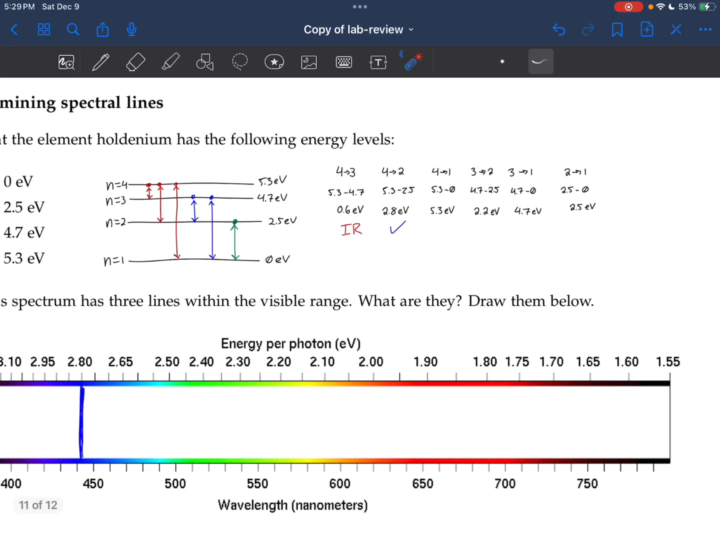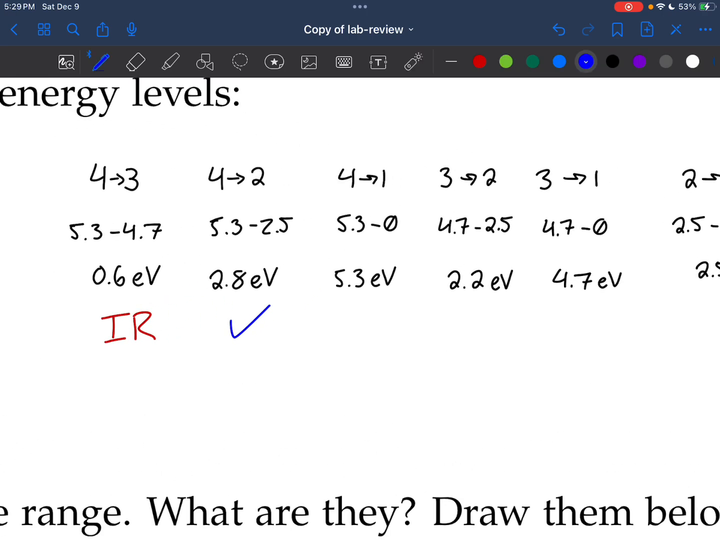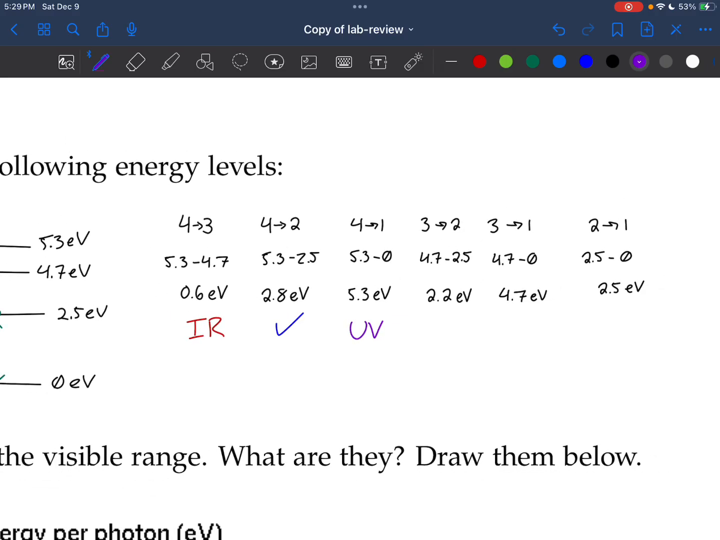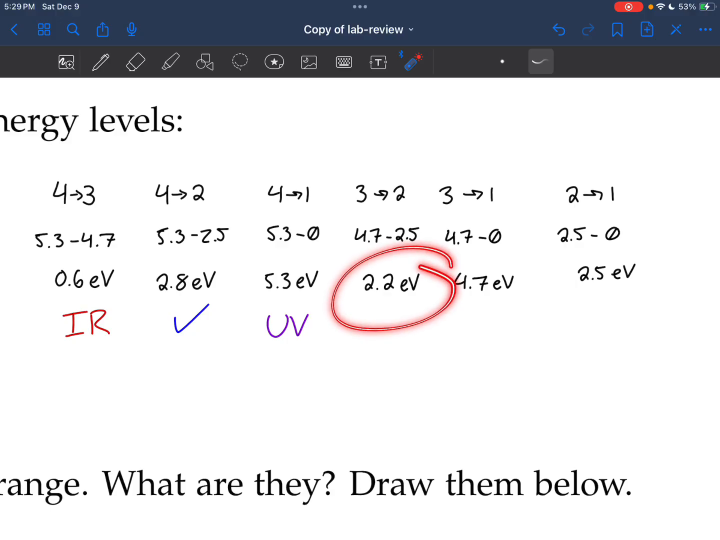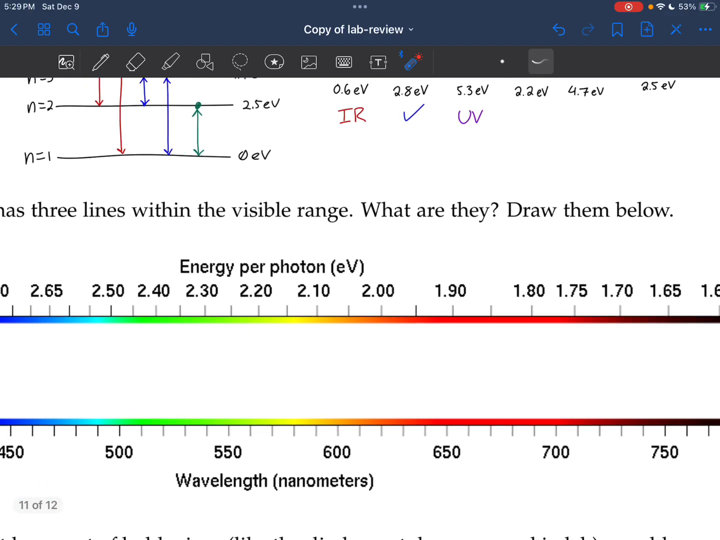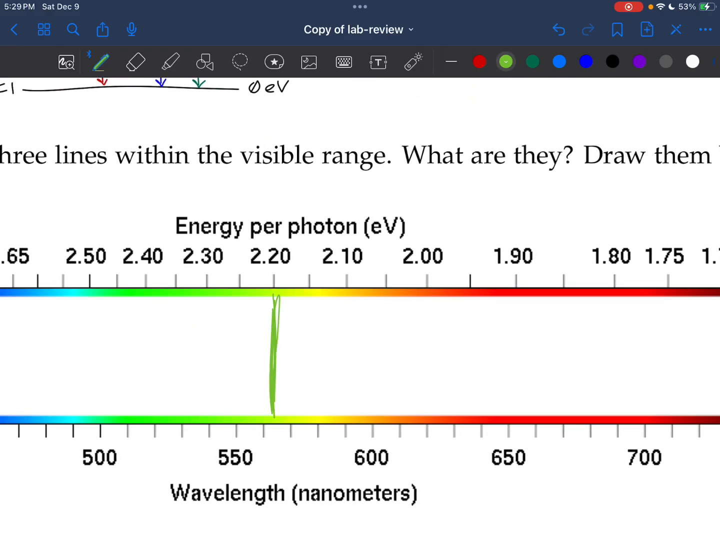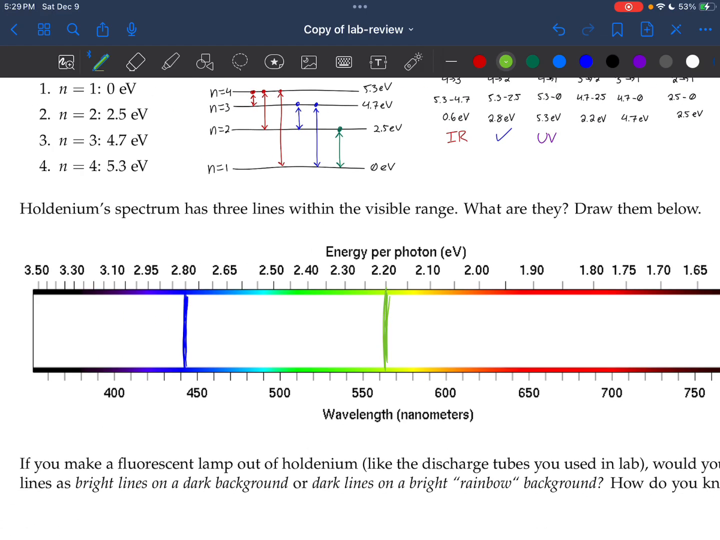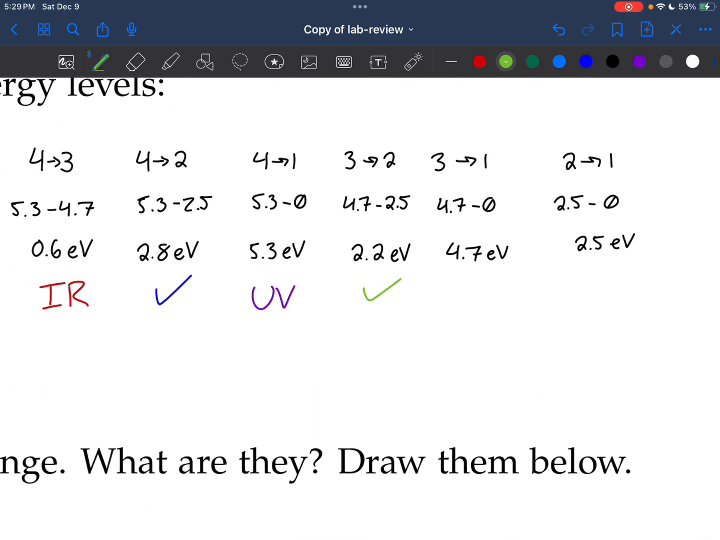5.3 eV. Well, that one is much higher than our visible range, so that one's going to be ultraviolet. Maybe if I could write, I'm trying to make my U's and my V's not look like the same letters. Sorry. Moving on, we have that 2.2 eV. Well, that one's also right in the middle of my range, so I'm going to have this kind of yellowish green color in here. This one matched a lot better than this one did, but that's okay. So that's that one there.